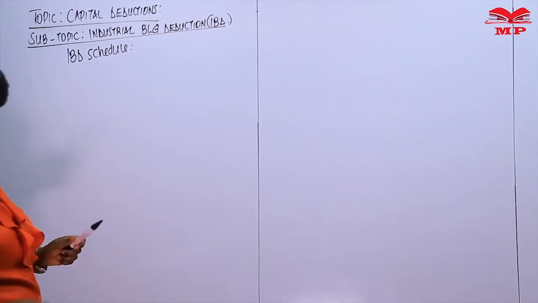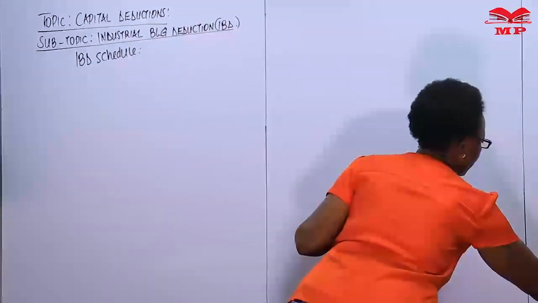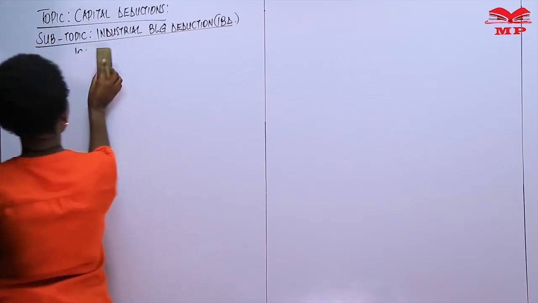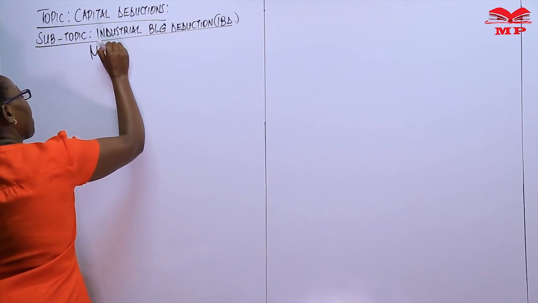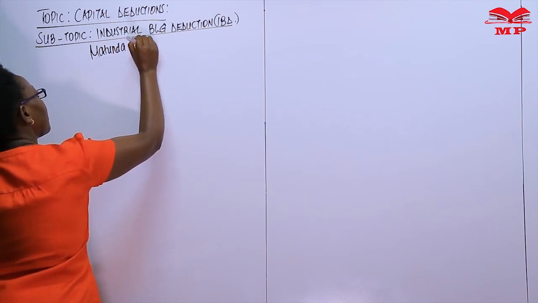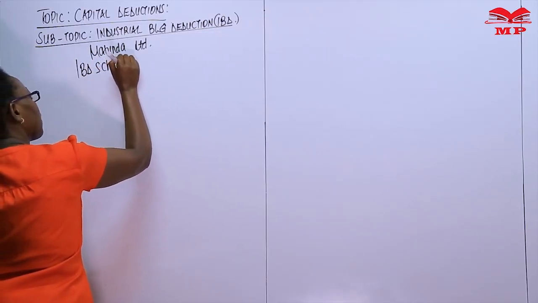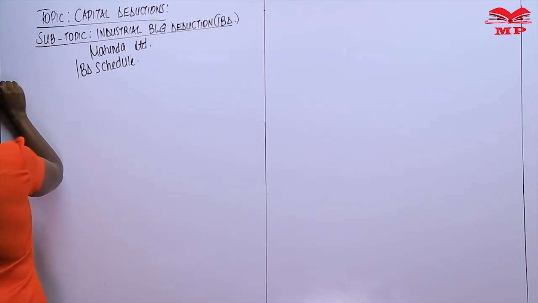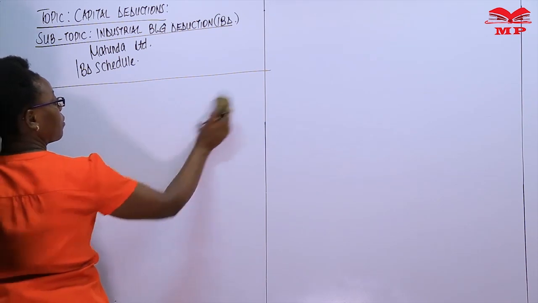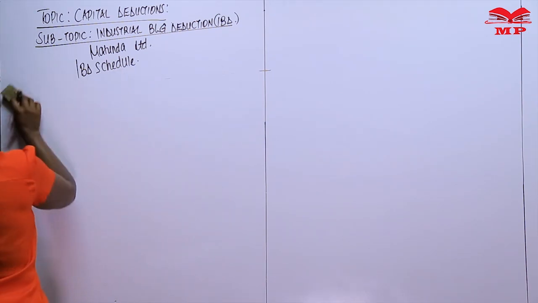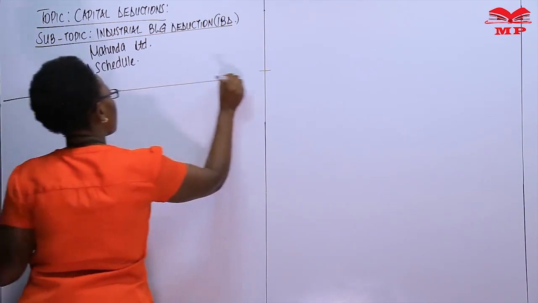So IBD schedule starts with the name of the company. So we will have Matunda Limited, IBD schedule. So it will have columns that show us the balance brought down and the balance carried down. So let's have the schedule and then we'll discuss the schedule.